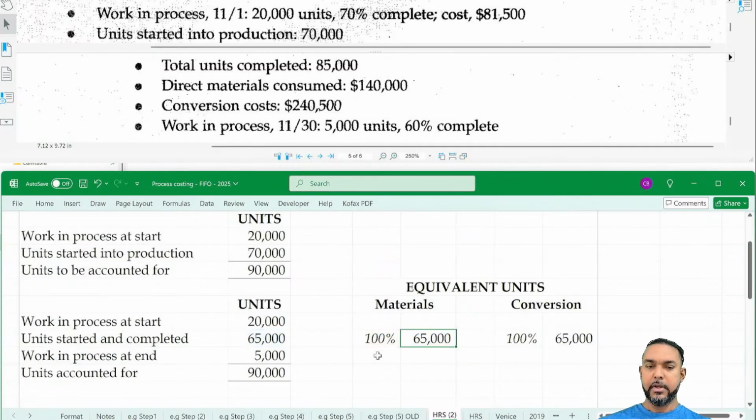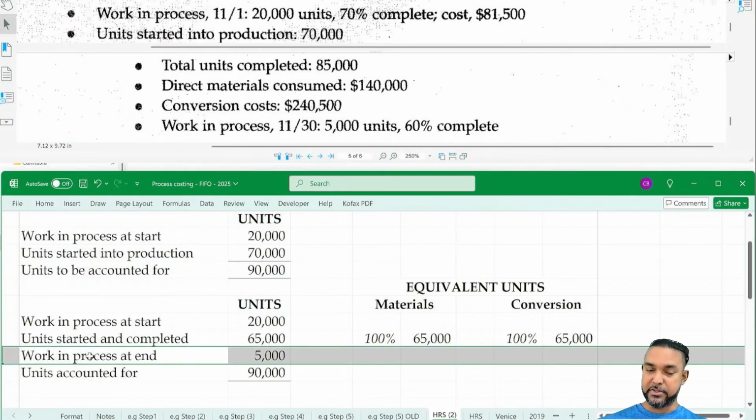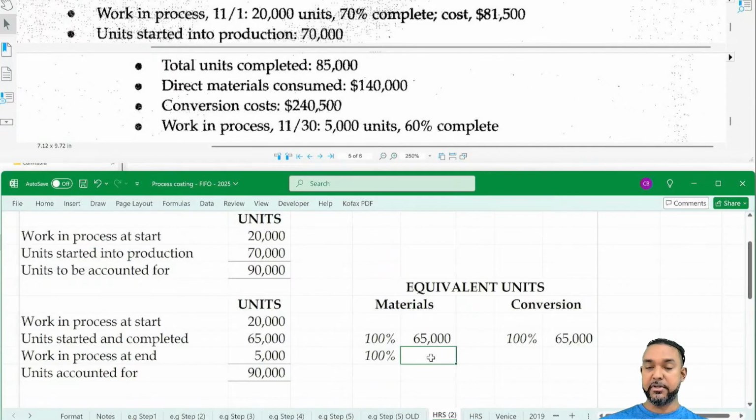Hold on, did I put double? No, okay, right. For work in process at end, that's the next easiest one, right? Again, it's 100% complete with respect to materials because they told us all materials are added at the start of the process. But they tell us, hey, it's 60% complete with respect to conversion, all right? So 60% of 5,000.